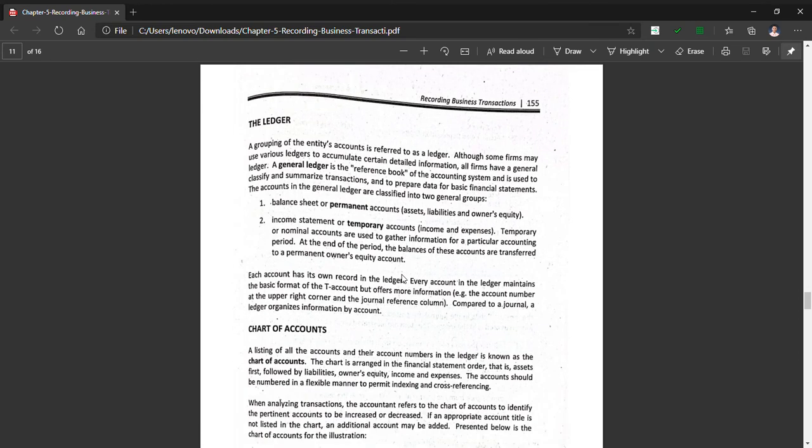Okay? Ang use lang kasi ng income and expense account is to determine the profit or loss of the business for the period. After na natin na-determine ang profit or loss for the period, kailangan na natin siyang i-transfer sa owner's equity. Okay? So these are the two types of account.